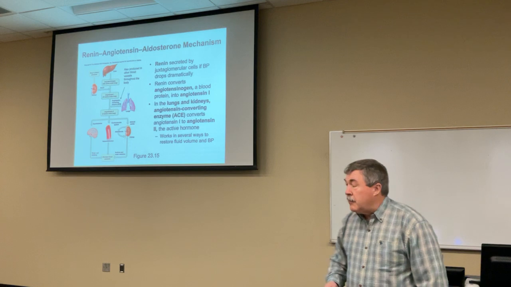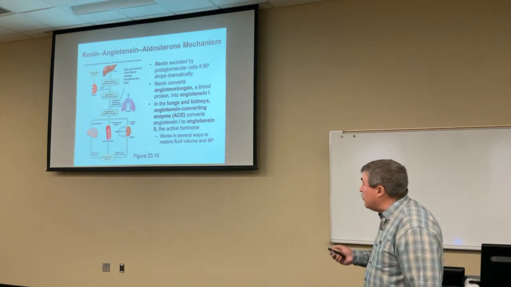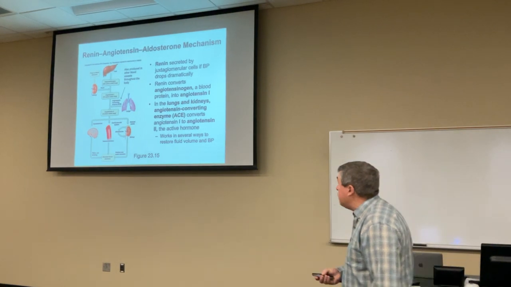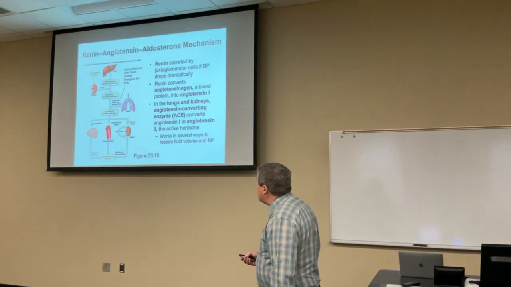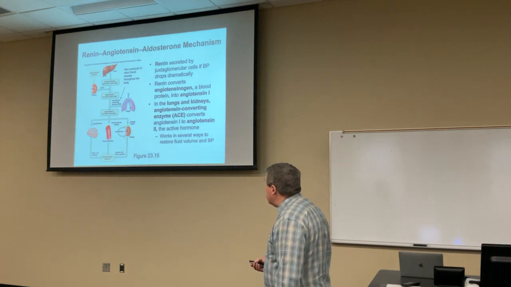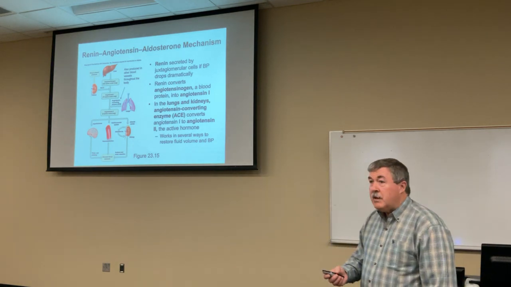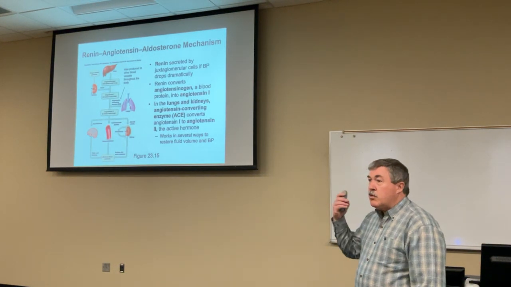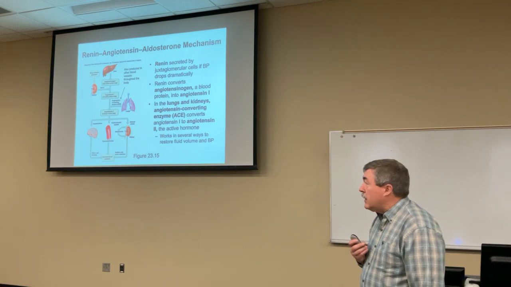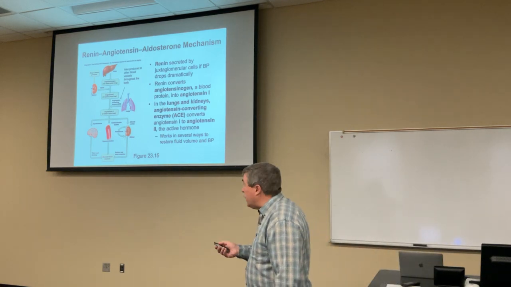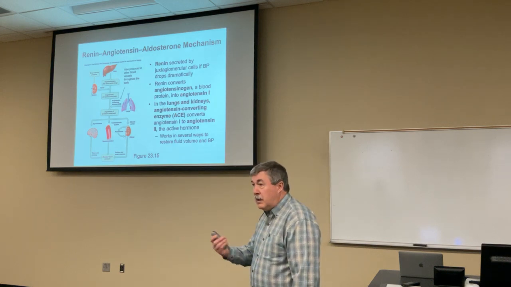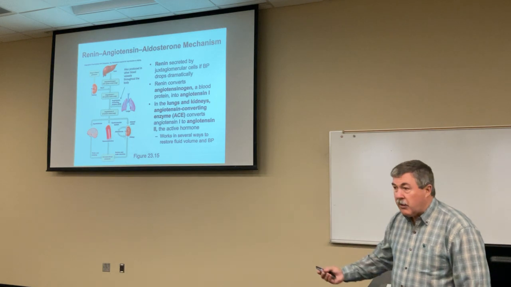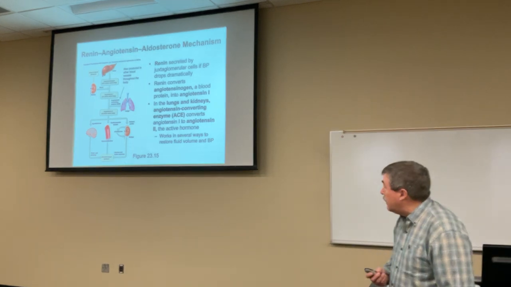Now, as it turns out, angiotensin 2 is a potent vasoconstrictor. So that causes vasoconstriction in most of the blood vessels in the body, which causes an increase in blood pressure. That increase in blood pressure then supplies the kidney with more blood that helps to increase GFR, to bring GFR back up again.